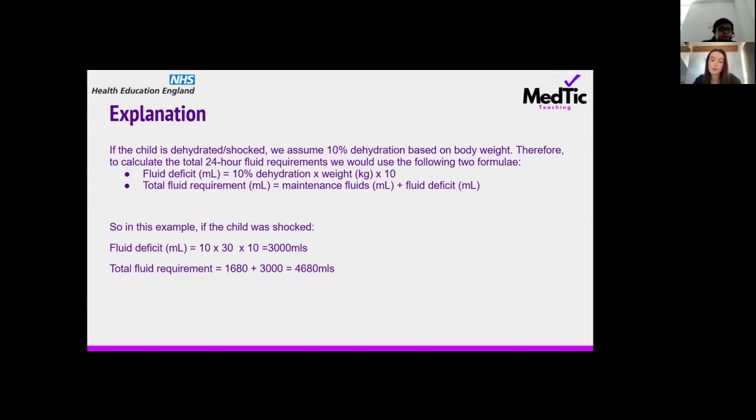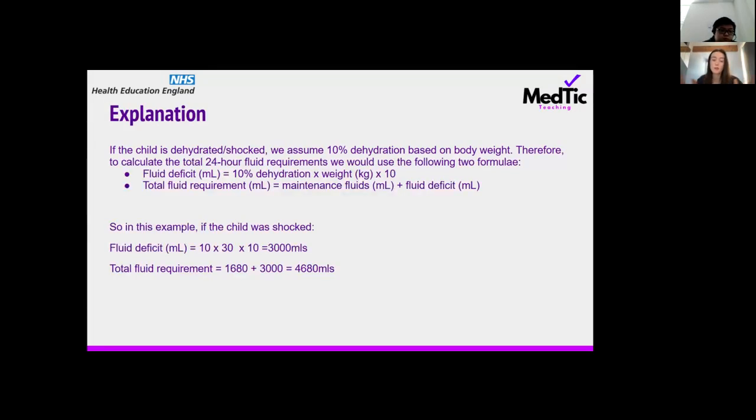So, it's also worth mentioning that if a child is dehydrated, and in this case they were euvolemic, generally, unless the question tells you otherwise, you'd assume that they've got a 10% deficit. So that means that you calculate the total 24-hour fluid requirements. You can use a different formula to calculate the fluid deficit in a dehydrated patient. You'd calculate the percentage that they're dehydrated, so in this case, 10%. So 10 times their weight and then times that by 10. So that gives you the number of millilitres that they need to have added on for the 24-hour period.